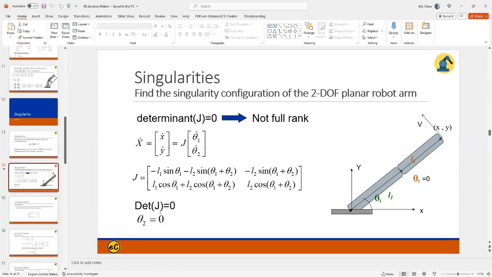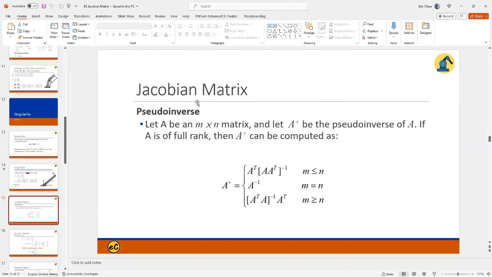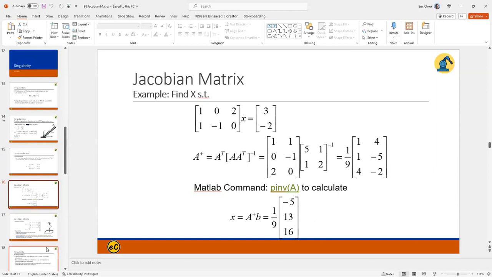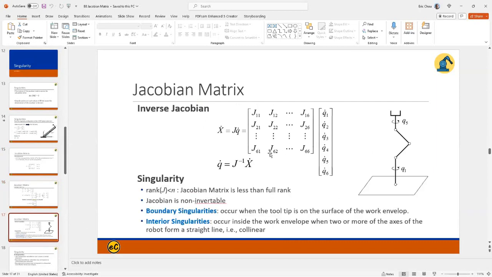So you take the determinant of the Jacobian matrix, and you get zero. That is one way to check whether your robot can still get the two-dimensional degree of freedom or not. Suppose there are two variables, but if your theta 2 never changes, then the determinant of the Jacobian matrix should be zero. Here we also have some calculation about the pseudo inverse of the Jacobian matrix, which is used to handle the singularity.